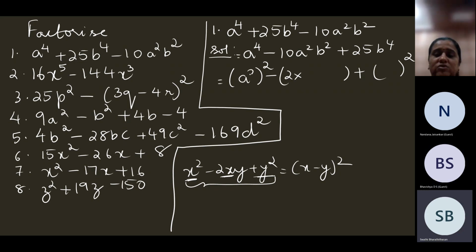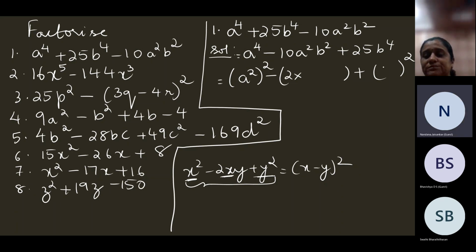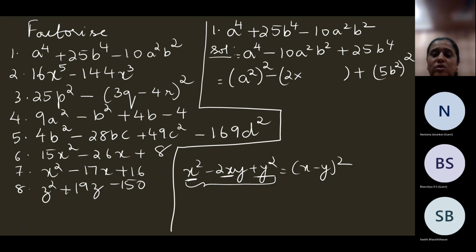A square. Yes. And what squared is 25b to the power 4? 5b square. So if this is your x, x is a square, y is 5b square. So 2xy will be 2 into a square into 5b square. Now this one you cannot write on your own. This is x square, this is y square. So this is your x, this is your y. So 2xy, 2 into a square into 5b square. That's what you should write.